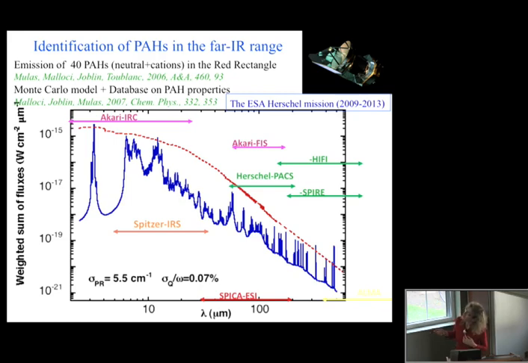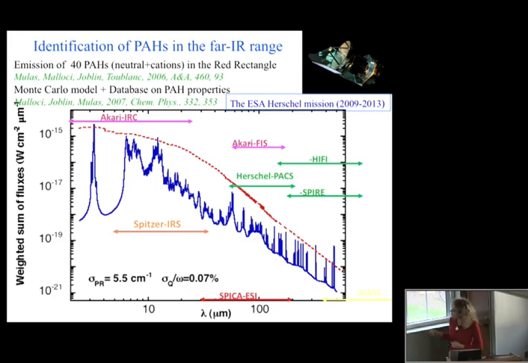And then it uses a database on PAH properties, which are actually mainly theoretical properties. It's an emission model in which you include the radiation field of the star, which is the red rectangle here, and you absorb photons given the absorption cross-section, and you emit photons with an emission model, as Jan discussed also for C60.